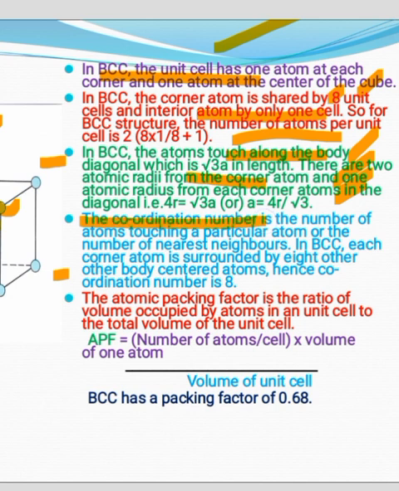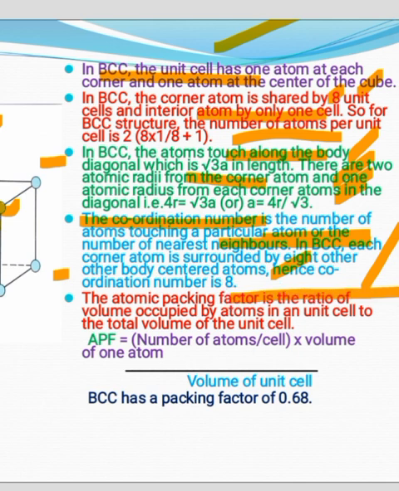Here the term coordination number is the number of atoms touching a particular atom, or the number of near neighbors. In BCC, each corner atom is surrounded by 8 other body-centered atoms. Hence, the coordination number is 8.